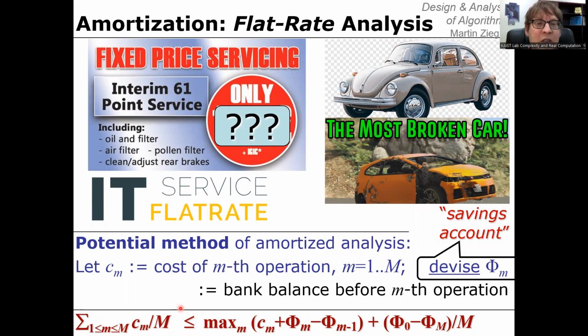So imagine this phi m to be the bank balance before the mth operation, where Cm is the cost of the mth operation. So this difference means the difference in the bank account value. It means how much money you take out of the bank account or how much money you put into the bank account in the mth operation. Okay, so much for the analysis.